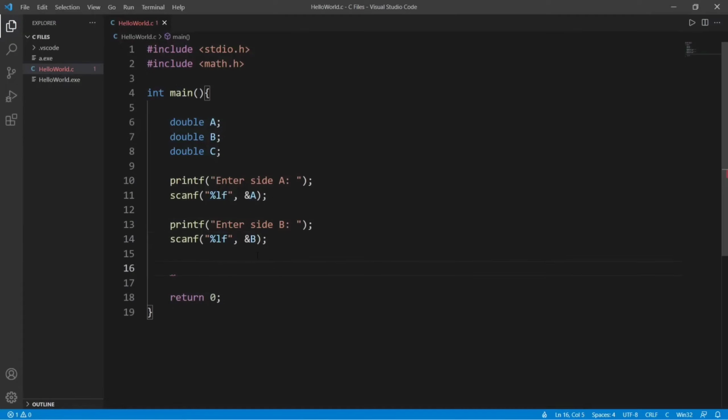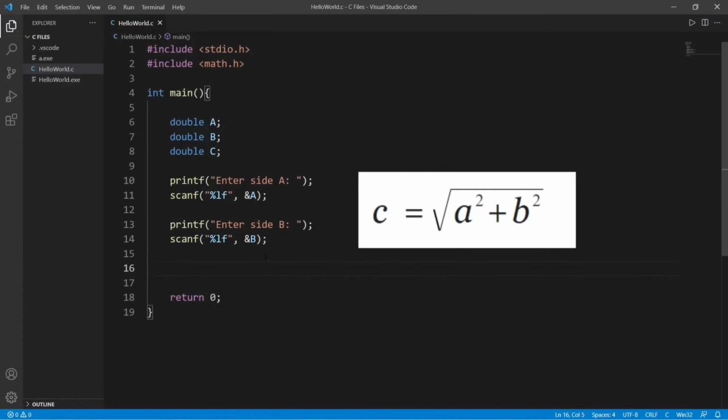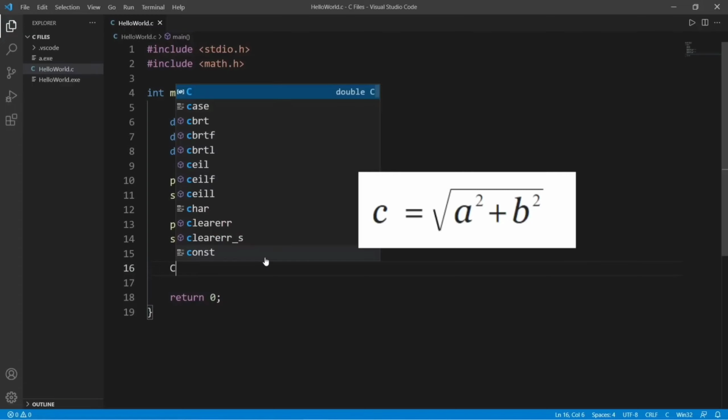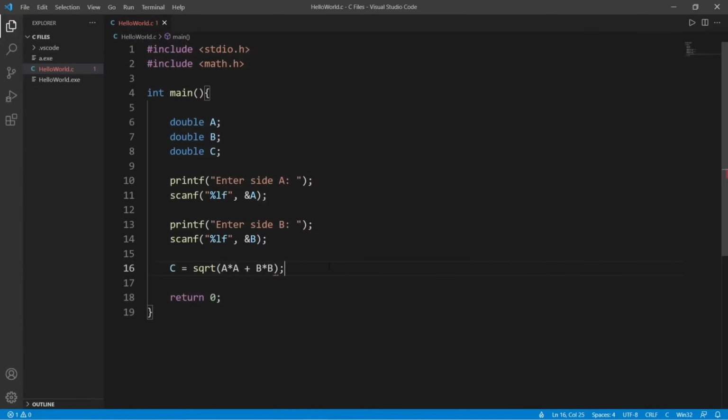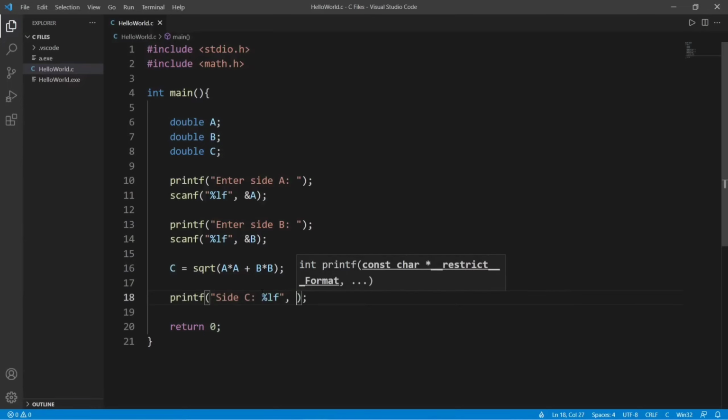The formula defined in the hypotenuse of a right triangle is the square root of a squared plus b squared. So we will set c equal to the square root function, and within the parentheses, we will say a times a plus b times b. And then we will display c. Side c. And the format specifier for a double is lf. And we are displaying c.